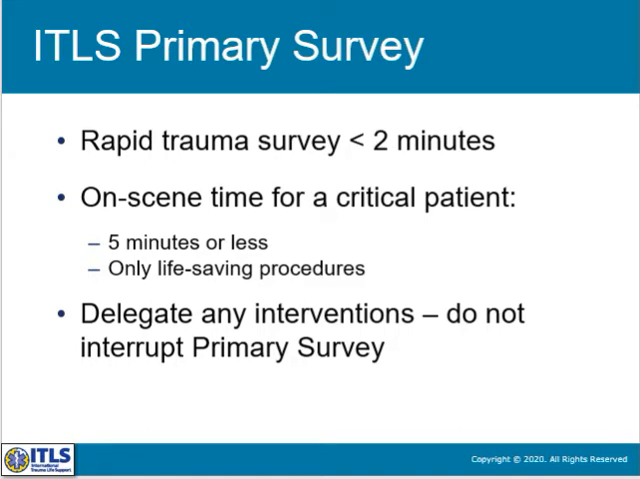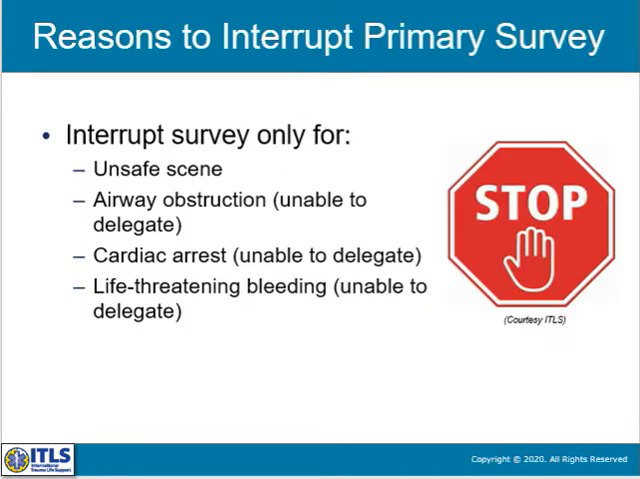Delegate, like I said, any interventions, and don't interrupt your primary survey unless you have to for one of those 4 reasons given earlier. Reasons to interrupt your primary survey: unsafe scene, airway obstruction or airway compromise, cardiac arrest and/or unable to delegate any of these things, and life-threatening bleeds.